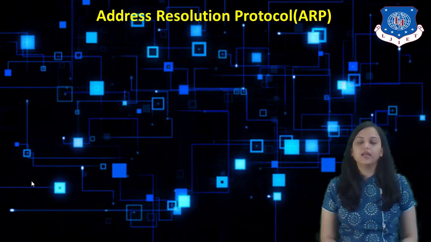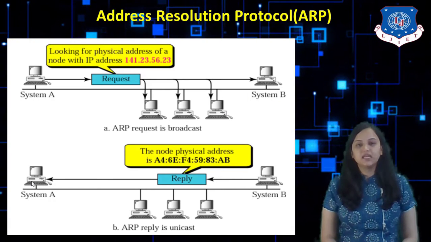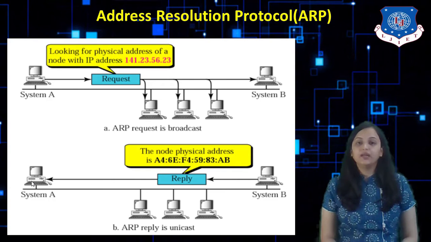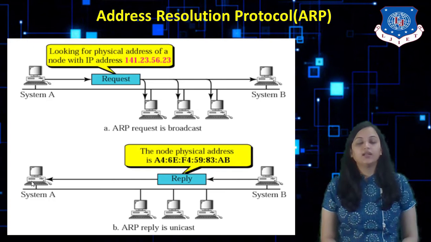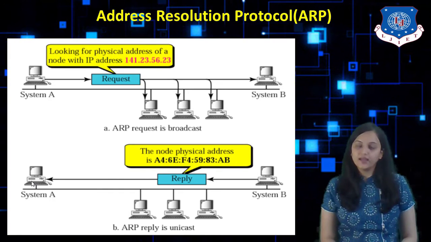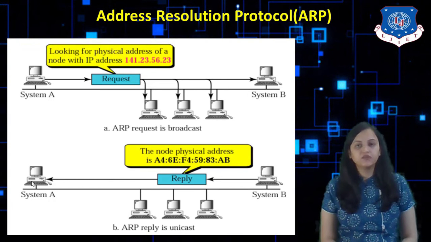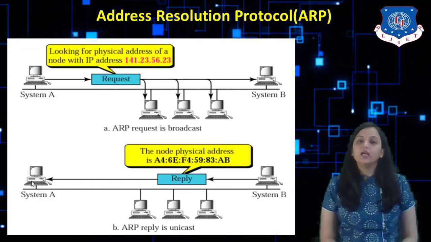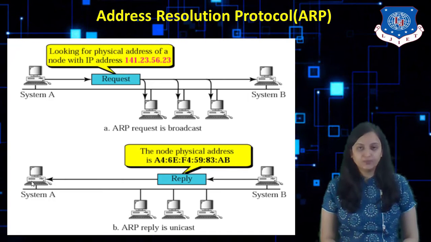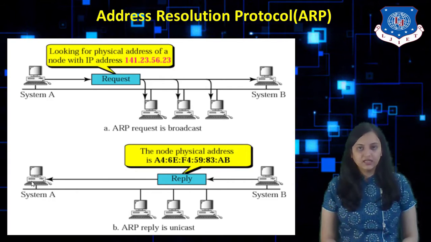First of all, let us understand ARP, Address Resolution Protocol. As you can see in this diagram, figure A indicates the ARP request packet, or else the ARP request process. Whenever any device in a particular network wants to know the physical address of a particular device, it will send a packet, that is the ARP request packet, onto that network. This packet is of broadcasting type.